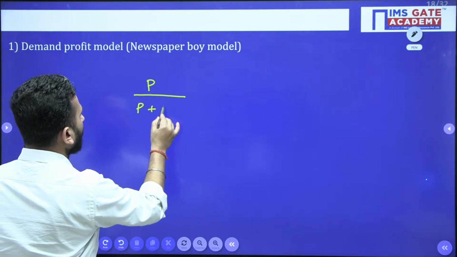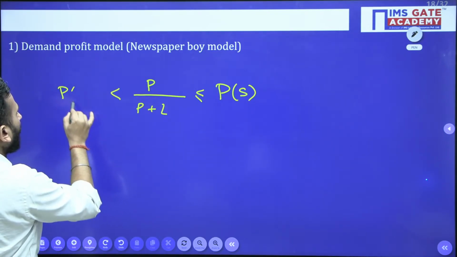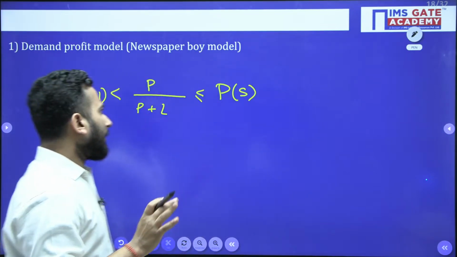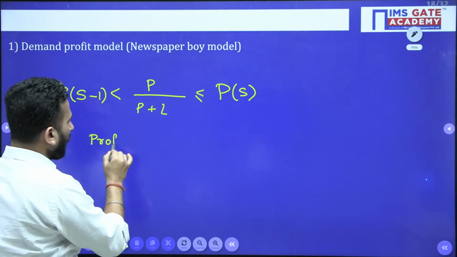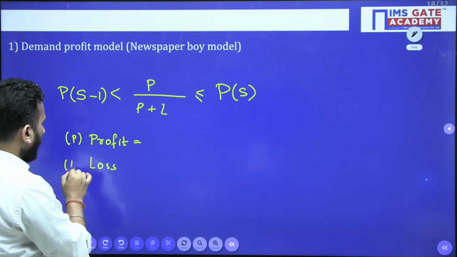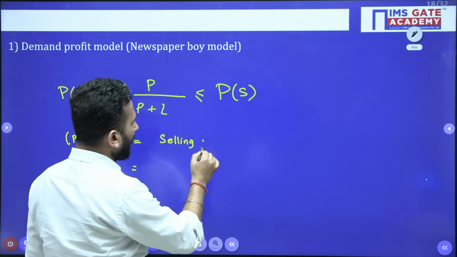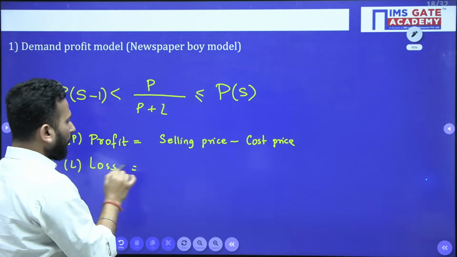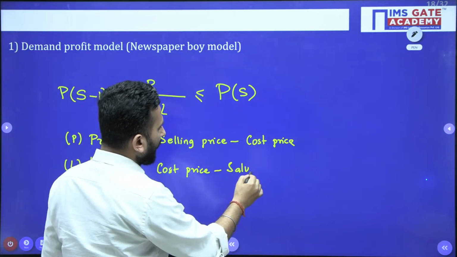Profit by profit plus loss, probability for the optimum stock, and probability for S minus 1. You memorize this inequality, you go to the examination hall, as simple as that. See, how to get all these things, I'll tell you, don't worry. This is profit and this is loss. So everyone has studied profit loss, yes or no? See, profit is what? Selling price, SP minus the cost price. And what is loss? Cost price minus the salvage price.